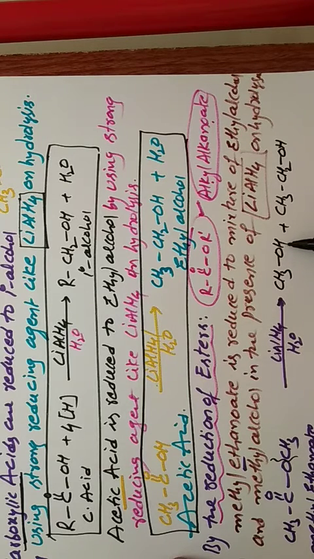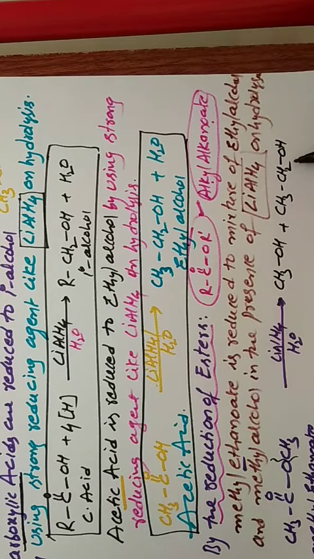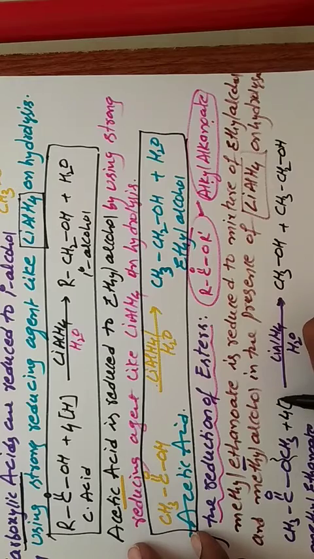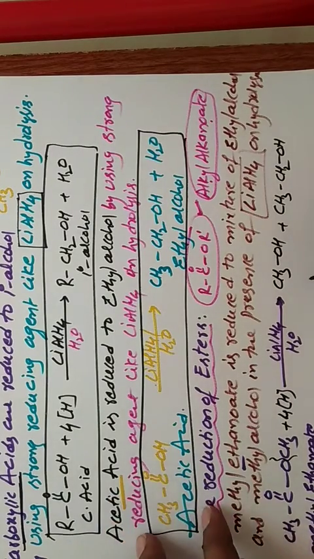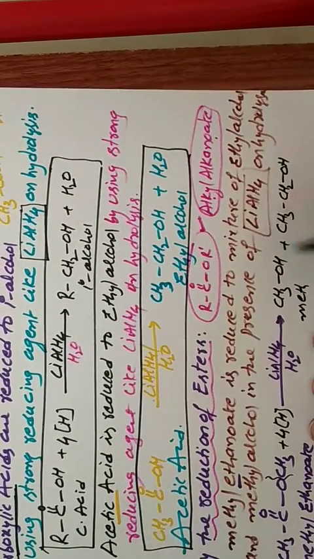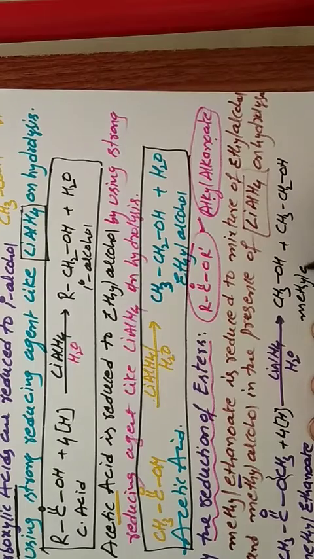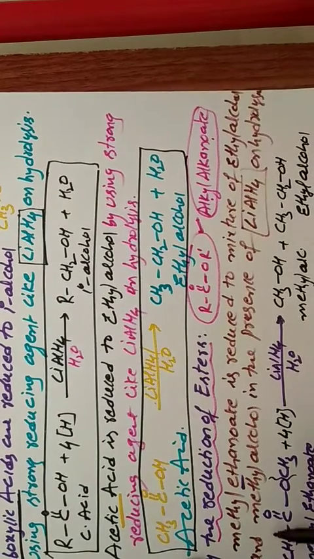1 hydrogen atom is required. So here CH3 to CH2OH, 3 hydrogen atoms are required. Totally 4 hydrogen atoms are required. So this is taken as a methyl alcohol. Ethyl alcohol mixture we can get.